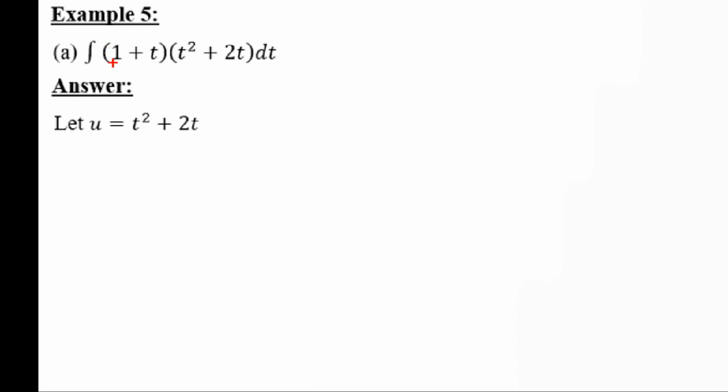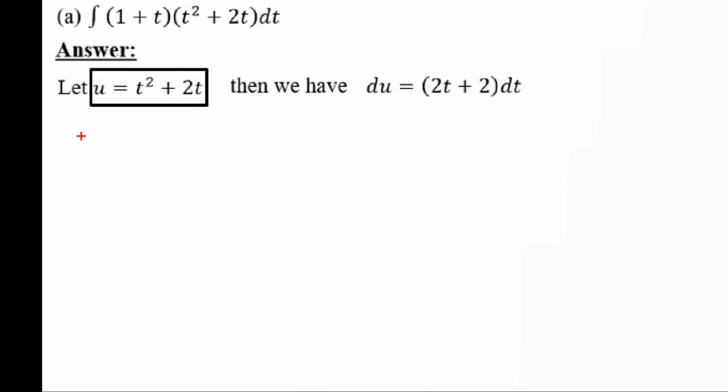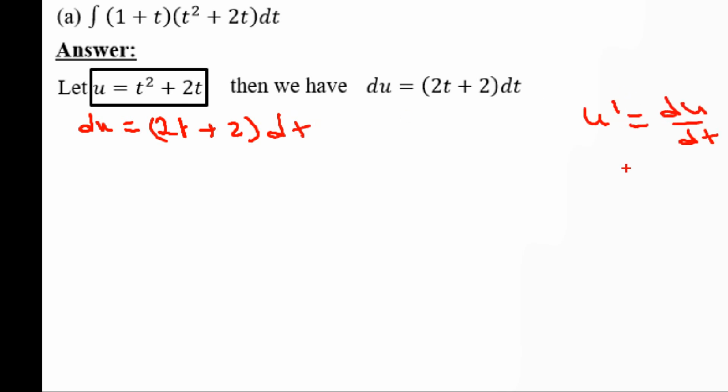Then the first step is to choose the variable. Here we have two choices. Either we assign it to this or to that. This is the stronger one. We're going to say that u is t squared plus 2t. The second step is the differential step. Then du would be the derivative of this, which is 2t plus 2, multiplied by the differential dt. And here I'm using the identity u prime is du divided by dt.